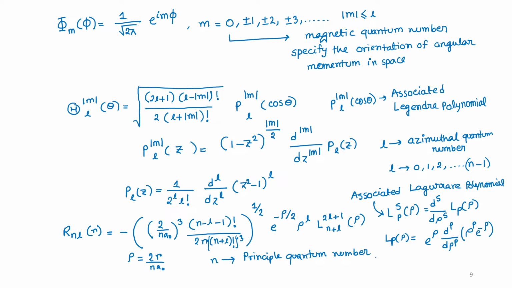What is the significance of n here? n will specify the energy levels, the energy of the electron here, because we are only working with a one-electron system, and the azimuthal quantum number will give you the magnitude of the total angular momentum.